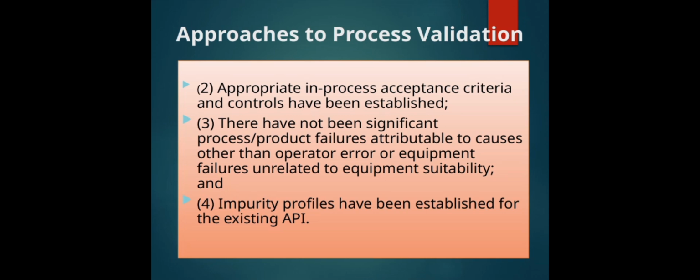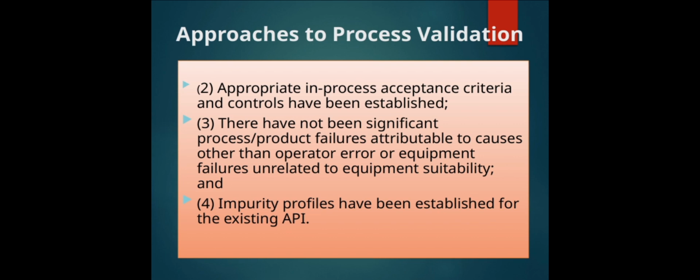Now, let's look at some key approaches to process validation. First, it's crucial that appropriate in-process acceptance criteria and controls are established. This means we have clear standards to evaluate the process at various stages, ensuring consistency and quality throughout production. Next, we need to confirm that there haven't been any significant process or product failures that can't be explained by operator error or equipment issues unrelated to the equipment's suitability.